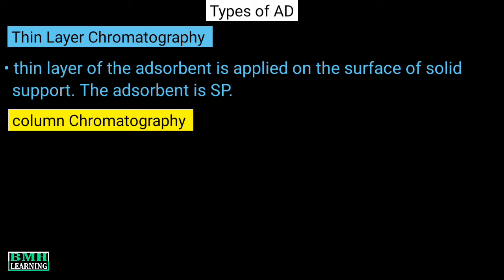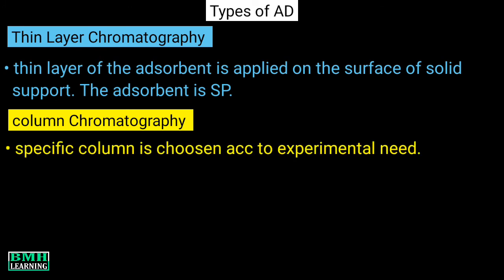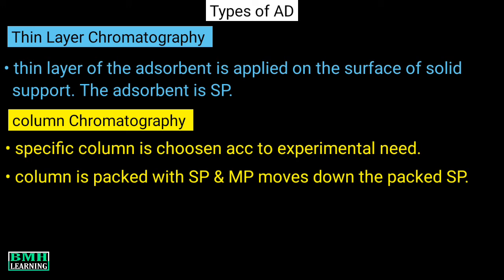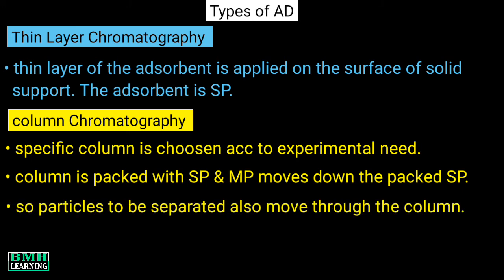Second is column chromatography. In this type, a specific column is chosen according to the experimental need. The column is packed with the stationary phase and the mobile phase moves down the packed stationary phase. This way, the particles to be separated also move through the column.